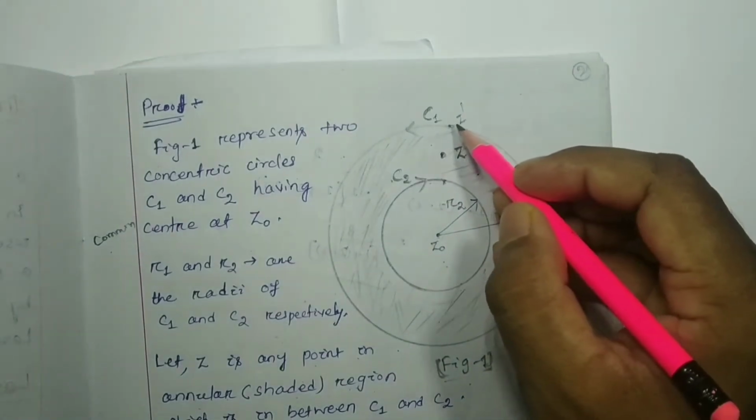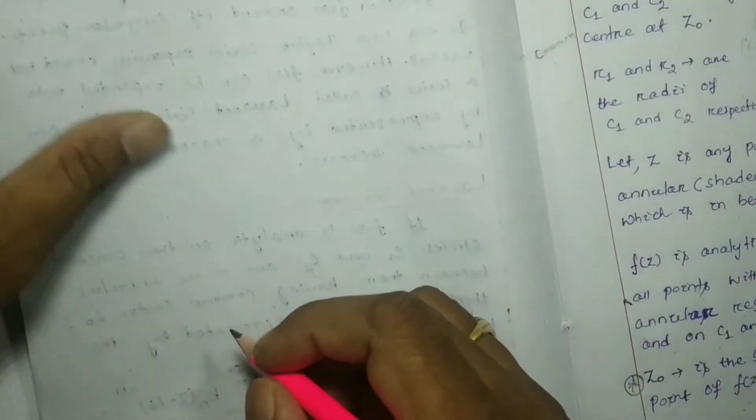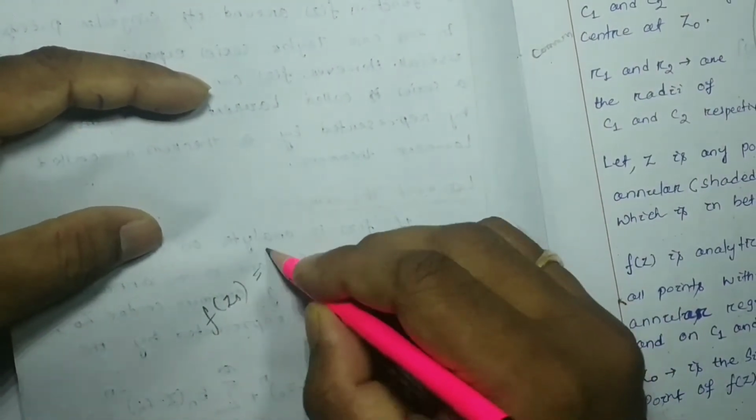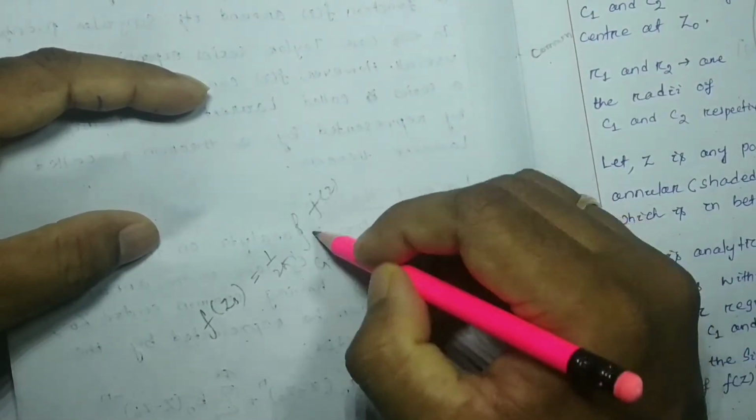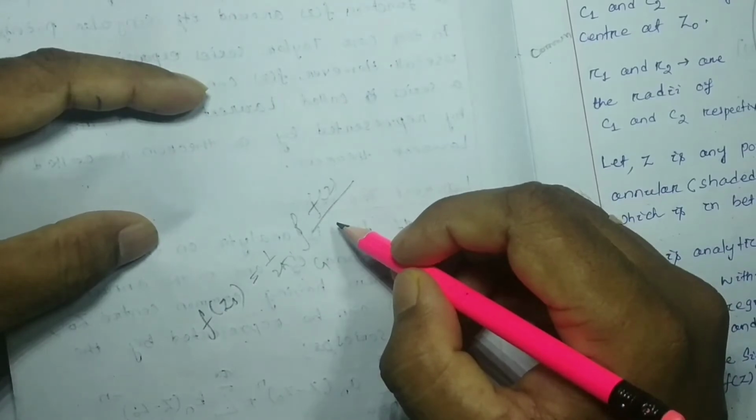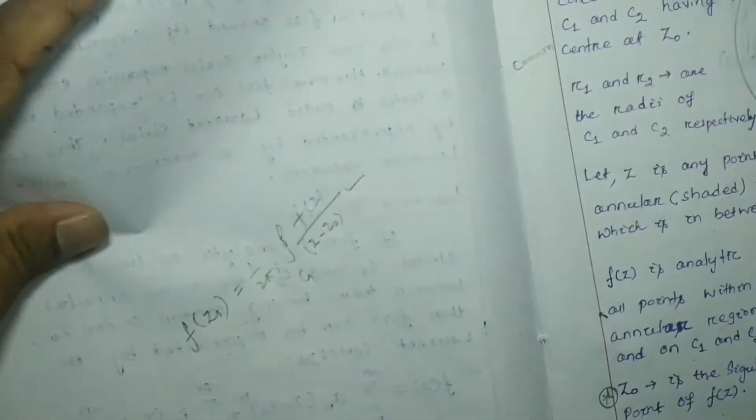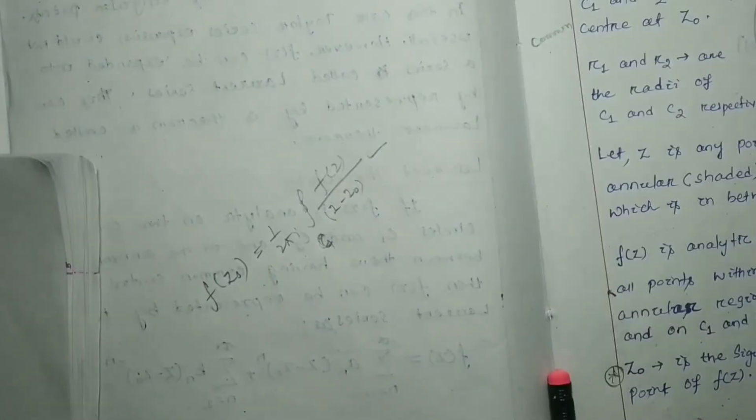Now we know previously that according to Cauchy's integral formula, at any point the value of f(z0) is nothing but 1 by 2 pi i, closed integration of C1, f(z) by z minus z0, right? According to Cauchy's integral formula. I am going to show you.